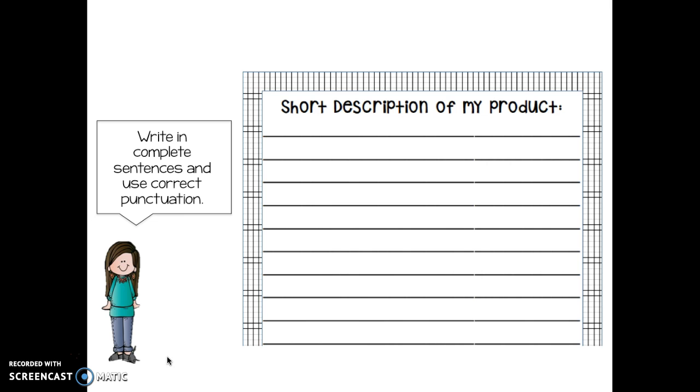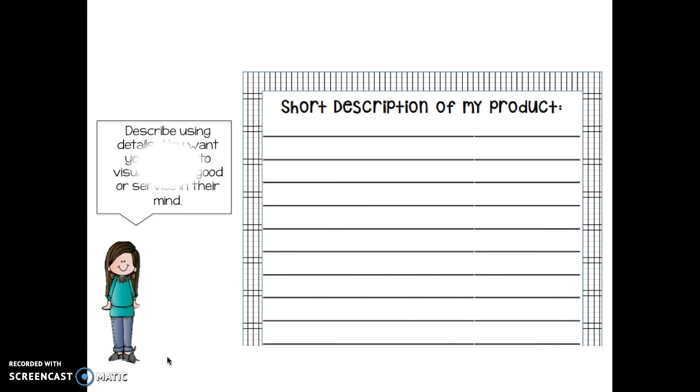When you write your short description of your product, you want to make sure you're writing in complete sentences and you're using that correct punctuation. That means you're making capital letters, you have finger spaces, and you're putting those periods or questions or exclamation marks at the end of your sentences. You also want to make sure you're describing using details. You want your reader to be able to visualize your good or service in their mind. We've had a lot of practice with this, Stallions, so I know you're going to do great. Let's start by reading my description, and you tell me how I did.